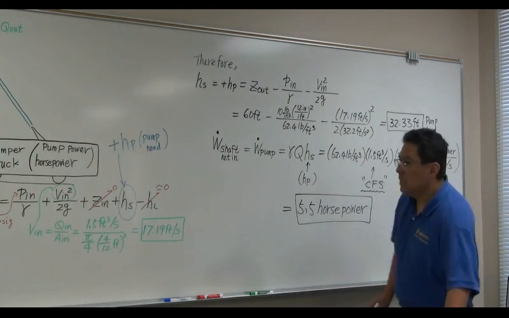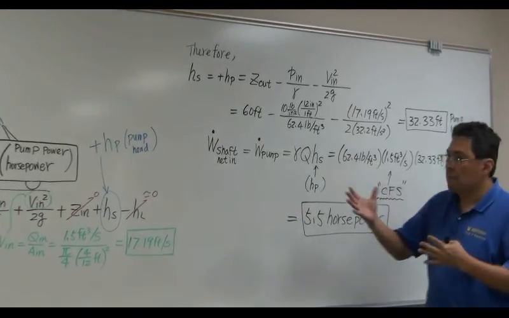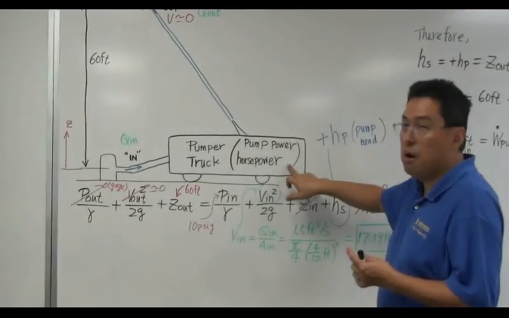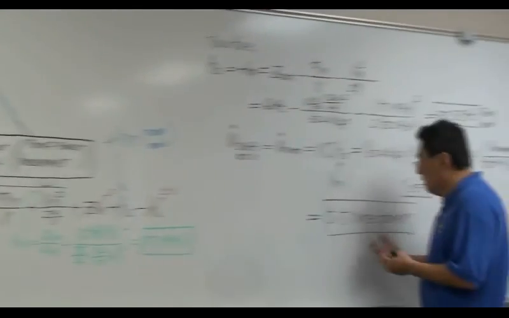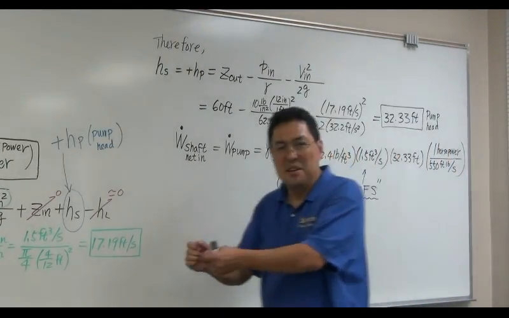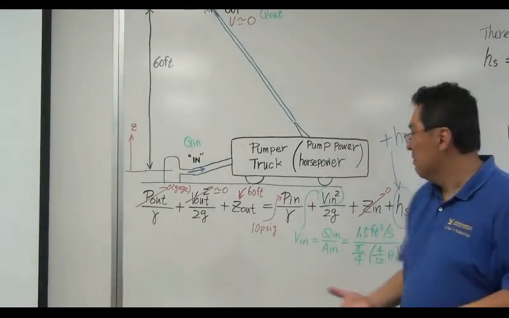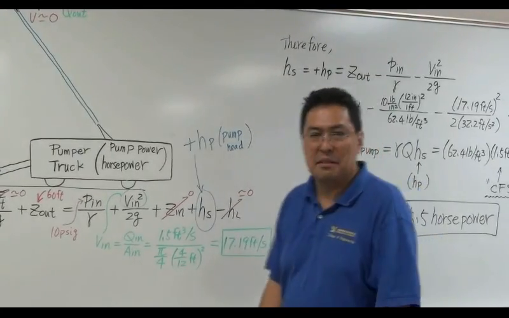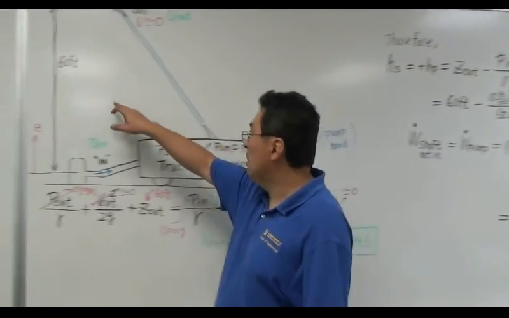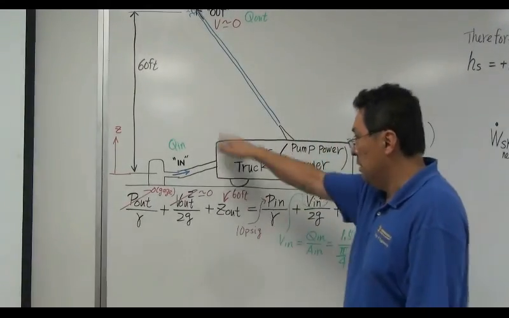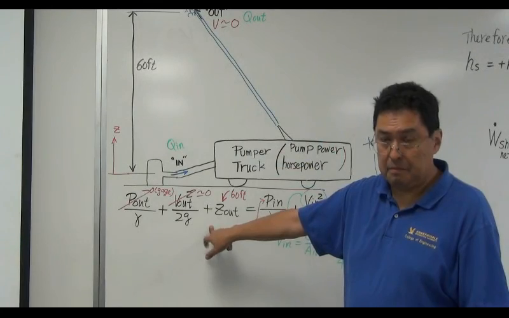Okay, so this actually answers the question, what is the power of the pump? Well, my answer is, if you bring like 6 horses with you, it is going to be equivalent to how strong this pump is. 5.5 horsepower. Okay, that's the pump power required to deliver water 60 feet above the hydrant. Okay, this is a very simple application of the energy equation. Let's stop here.